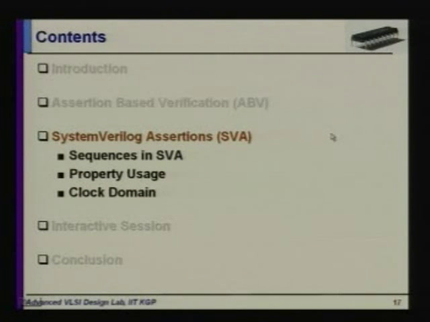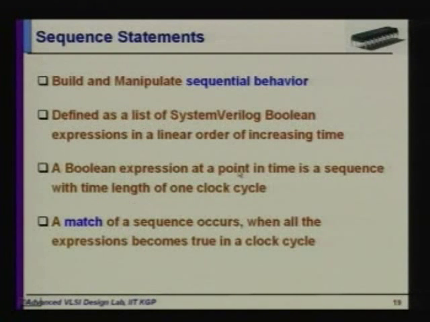Now, how can we write these assertions? This is the main topic I want to discuss in this lecture: how to write these assertions. There are sequences, properties, and clock domains. We will discuss them one by one. Sequences: as you have seen, these behaviors are spread over time. So it is sequential behavior. In this time cycle, such a thing happens. In the next time cycle, such a thing happens.